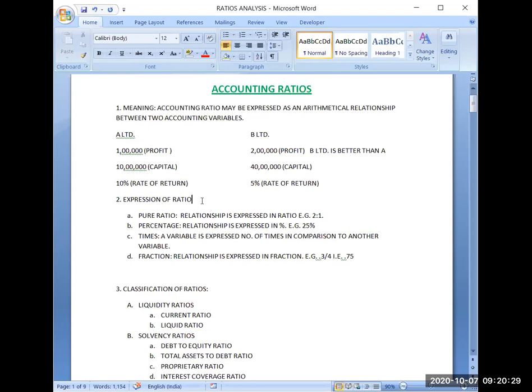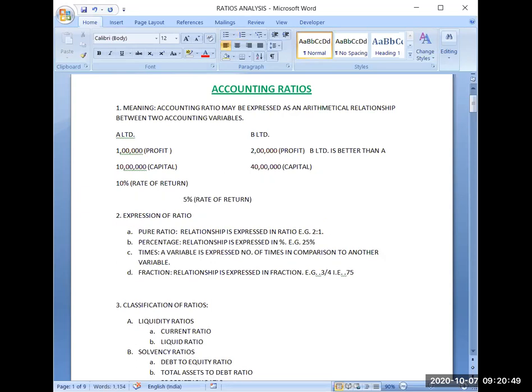Now, what are the different types of expressing ratios? The first one is pure ratio. Like in partnership, you have studied that A and B are partners and their profit sharing ratio is 2:1. So that is called pure ratio. Here I can say it in pure ratio terms as 1:10. If I don't want to say 10%, I can say 1:10.